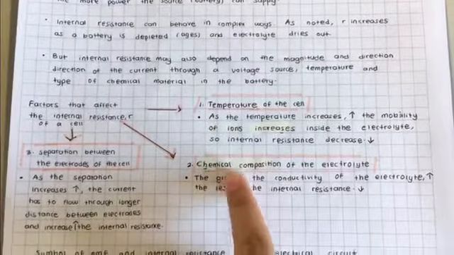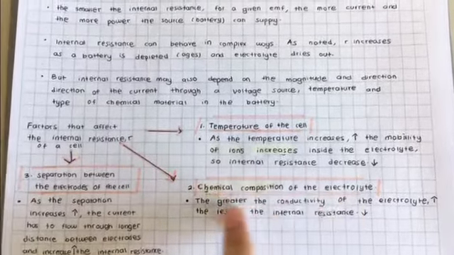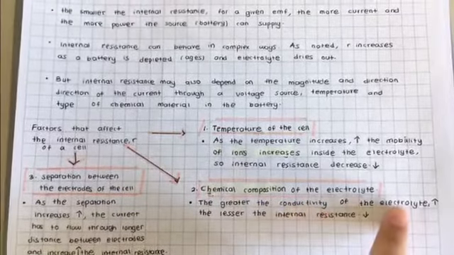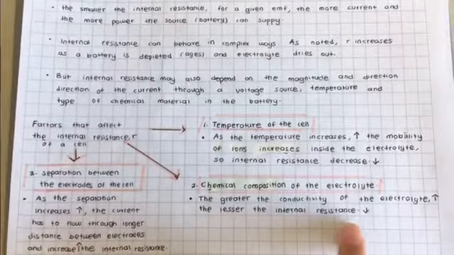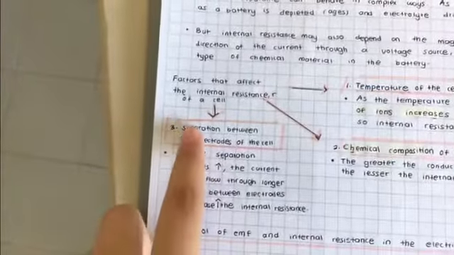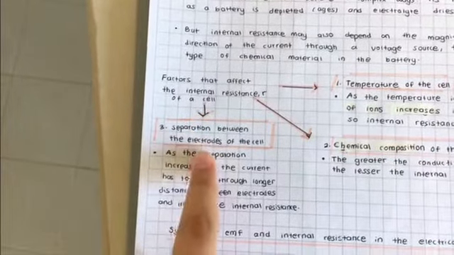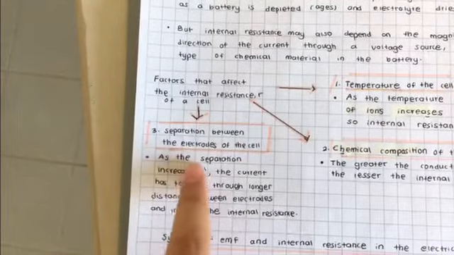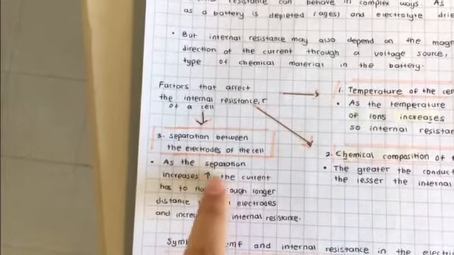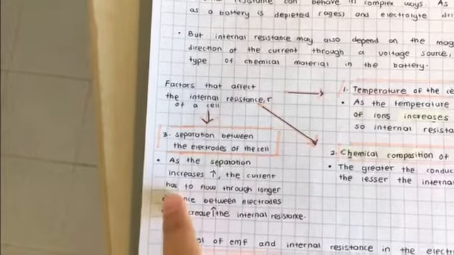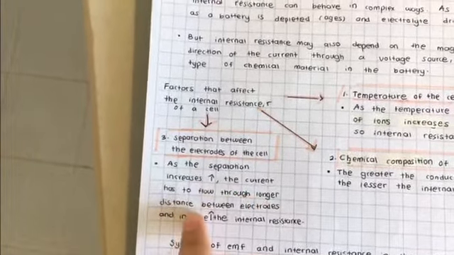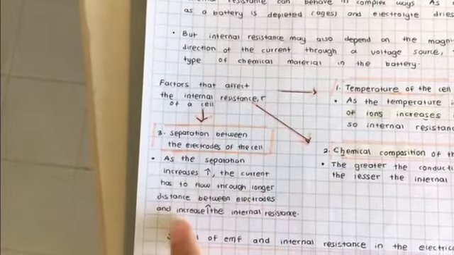Second, chemical composition of the electrolyte. The greater the conductivity of the electrolyte, the lesser the internal resistance. Next is separation between the electrodes of the cell. As the separation increases, the current has to flow through a longer distance between electrodes and this increases the internal resistance.